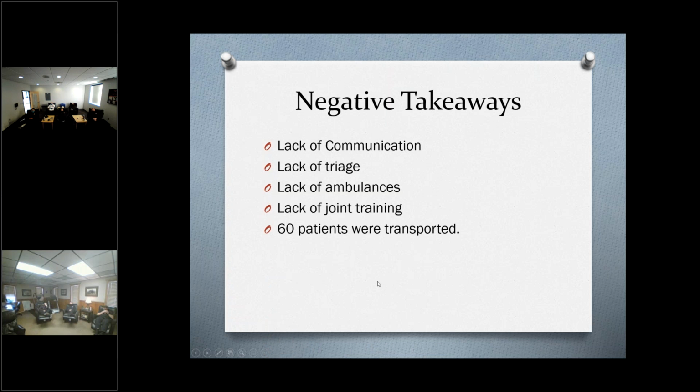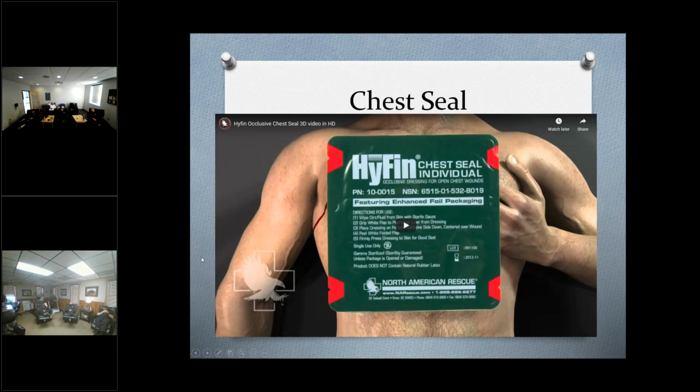In all, 60 patients were transported, 20 by ambulance, 28 by police vehicle, and then 14 by private vehicle. They did have a lack of ambulances that were available at that time. So again, just some takeaways. Based on penetrating thoracic injuries, let's go ahead and review the hyphen chest seal. And this is a good video showing the pathophysiology behind tension pneumothorax.